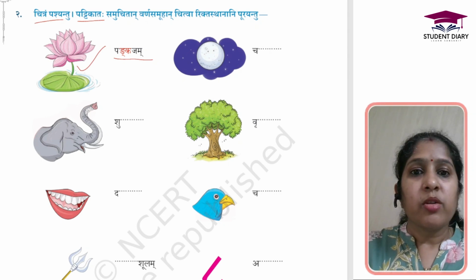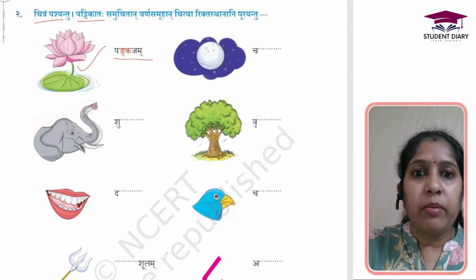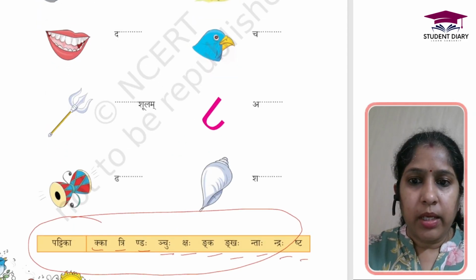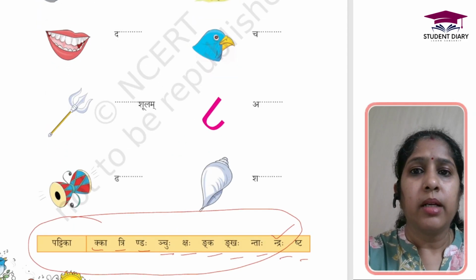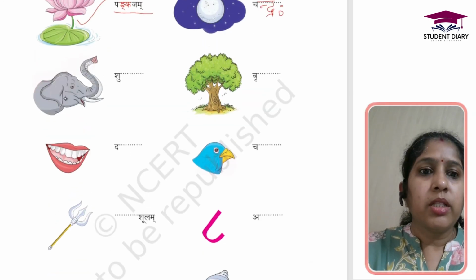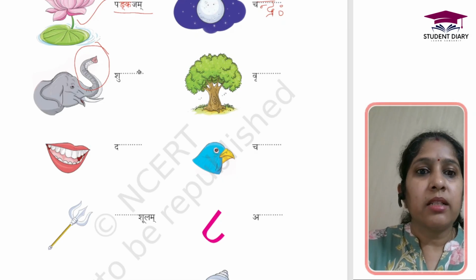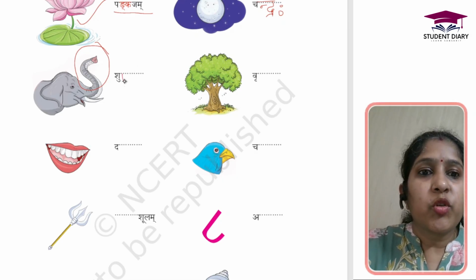Let's go for this one. So what is it? Moon. Moon we call chandraha. So let's see. Na and da and ra. So we have this one in our word. Yes, it is there. Chandraha. So we have added this one. Now this is the trunk of the elephant, and trunk we say in Sanskrit as shund. So it will become shundaha.